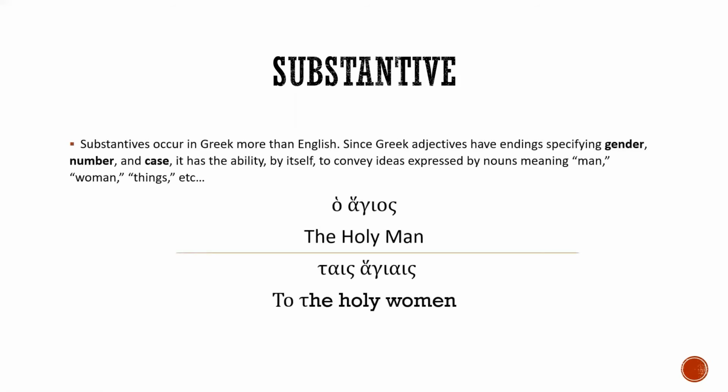Substantives actually occur in Greek more than in English, since Greek adjectives have endings specifying gender, number, and case. It has the ability by itself to convey ideas expressed by the nouns, meaning man, woman, things, etc. Our first example would be ho hagios. It could be ho hagios anthropos, but since the gender, number, and case indicate what the adjective is describing, we do not need to include anthropos, so ho hagios means the holy man.